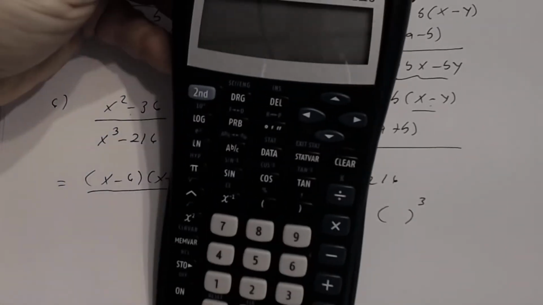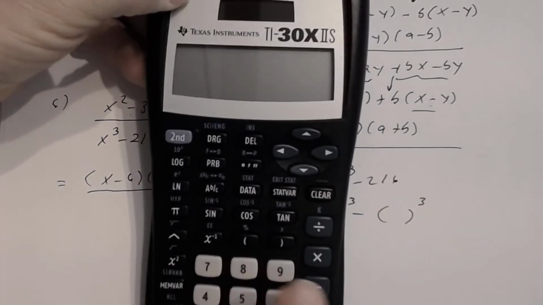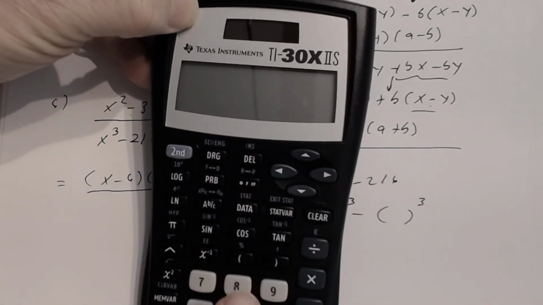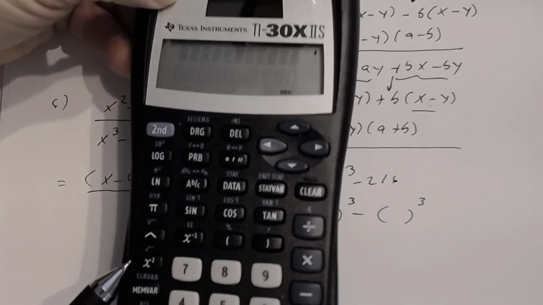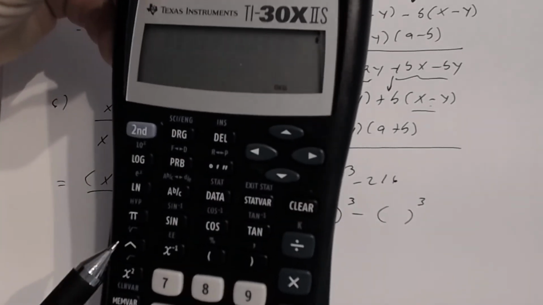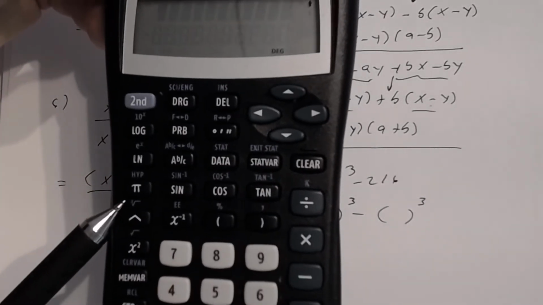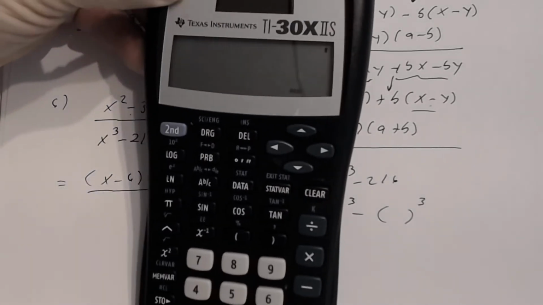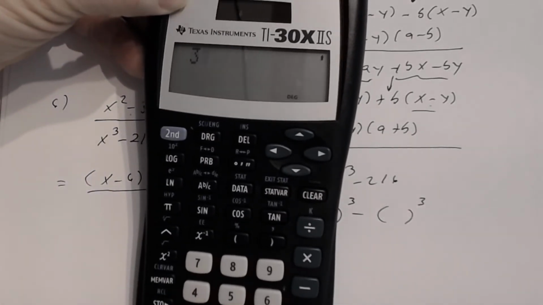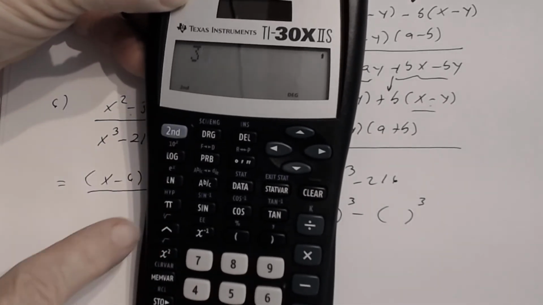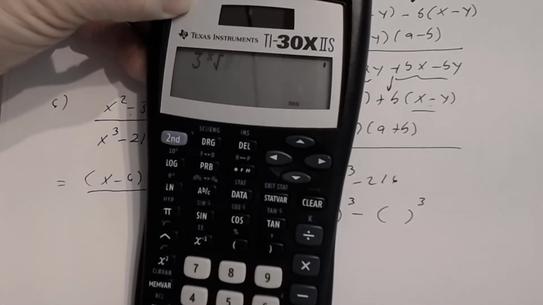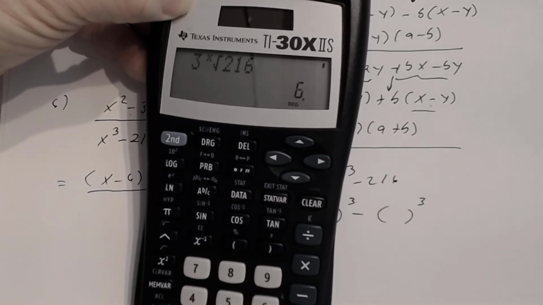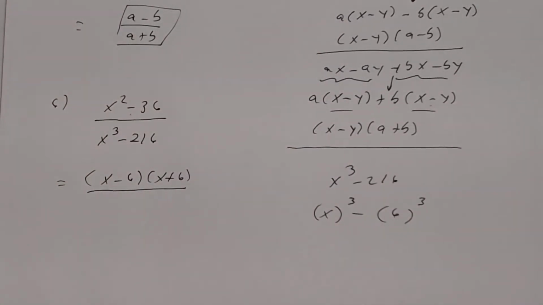You can take the cube root. So what I would do is, okay, the cube root. See right above the x squared, I'm sorry, right above the symbol right here, see it says x root? That's what we're going to use. So I'm going to say 3 because I'm taking the cube root of, what was it? 216. Press equal, and you get 6. So 6 goes here.